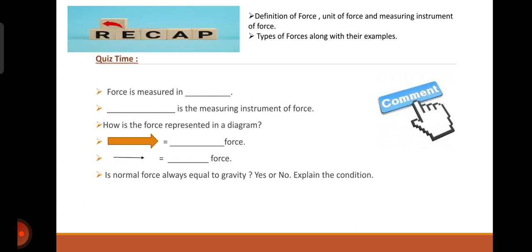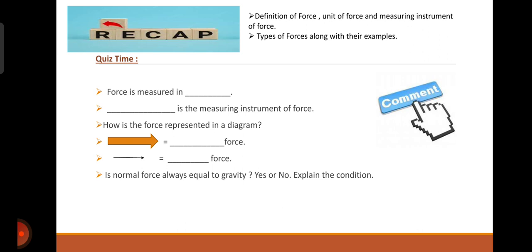Now we will do a quick recap of what we have studied today. We learned about the definition of a force, what the unit of force is, and which instrument is used to measure force. We also studied 3 different types of forces, which are gravity, normal force, and applied force.